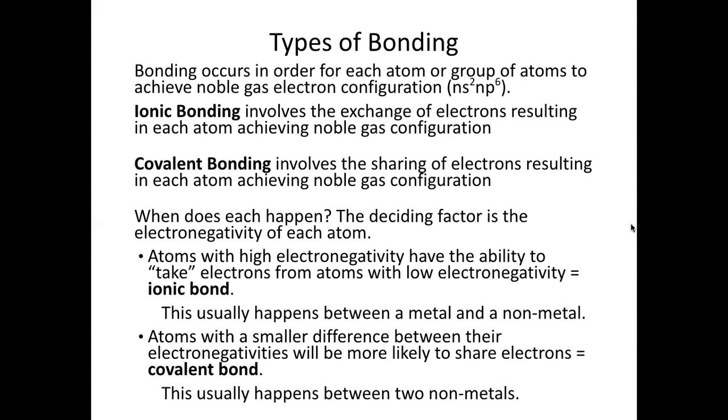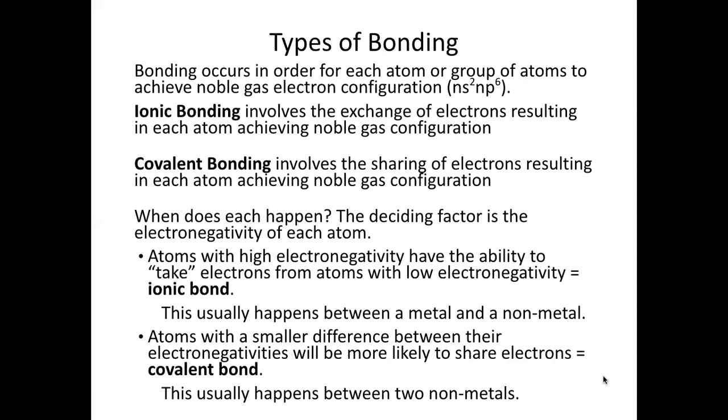So when does each of these happen? The deciding factor is the electronegativity of each atom. In the last lecture, we talked about electronegativity, which is the ability to take electrons on if you're an atom. Atoms with high electronegativity have the ability to take electrons from atoms with low electronegativity. We know that there are trends on the periodic table that we can follow to figure out whether one atom is more or less electronegative than the other. This usually happens between a metal and a nonmetal.